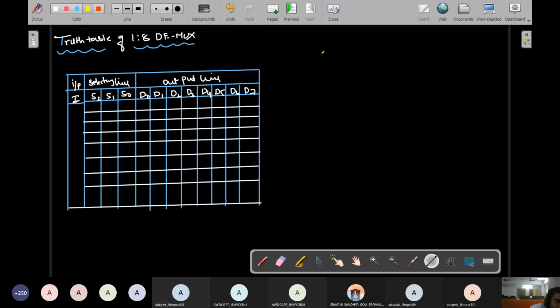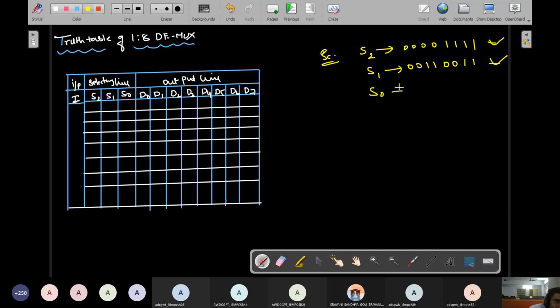This is a shortcut to remember. See, first S2 simply represents 4 zeros, and after that 4 ones. And S1 represents 0, 0, 1, 1, 0, 0, 1, 1. You'll write it like this. And S0 represents 0, 1, 0, 1, 0, 1 like that.